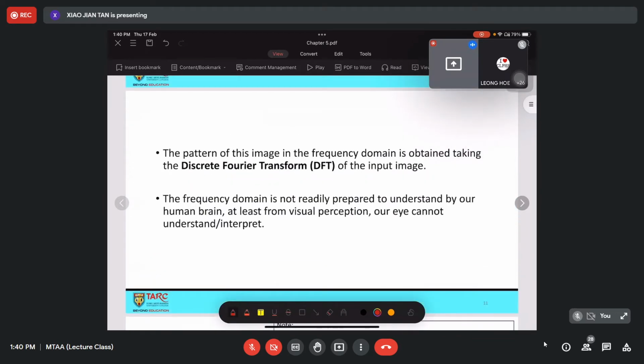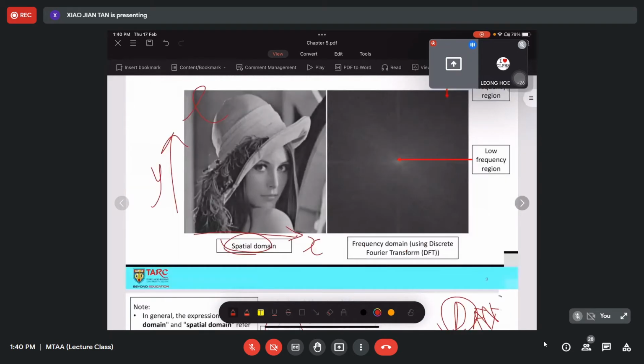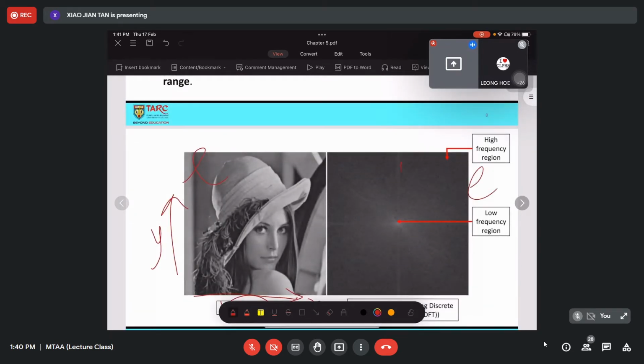The pattern of this image in the frequency domain is obtained by taking the DFT of the image. The frequency domain is not readily understood by the human brain, at least from visual perception; our eyes cannot understand it. By looking at this, you would never know the original image looks like this.